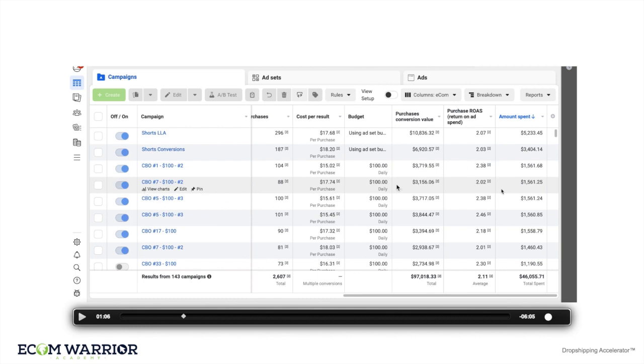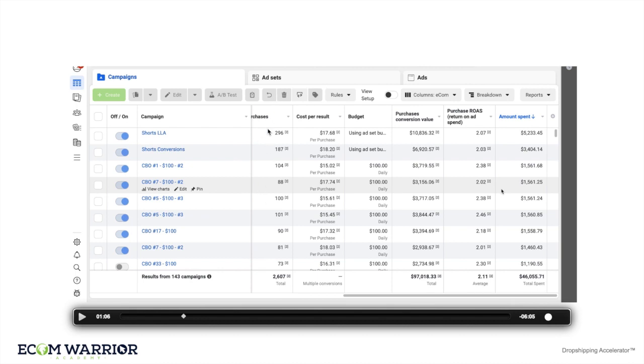CBO number 7, this one spent $1,561.25, so very similar to number 1, and this one generated $3,156. The CBO number 5 spent $1,561.24 to generate $3,717, etc. So these CBOs were working quite well for this product, as well as the lookalikes and the sales campaign. They were all performing very, very well.